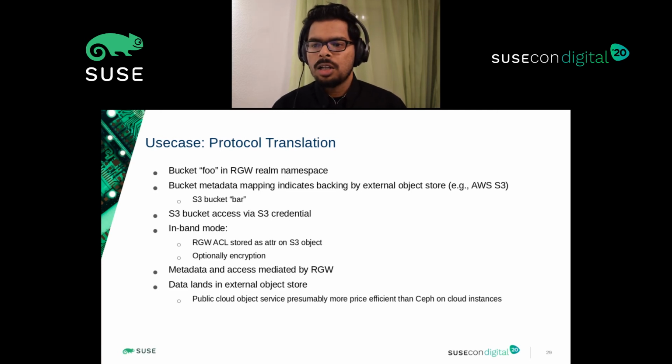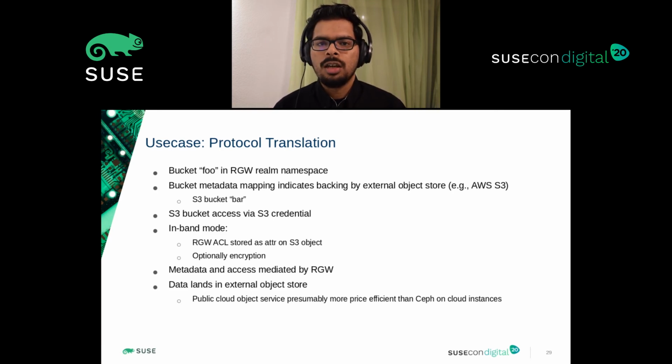Let's look into some common use cases and scenarios where you would want to break out. One common use case is protocol translation, where you would want to host your bucket in a public cloud, but access it in-band via RADOS Gateway. So your RADOS Gateway is the source of all truth. You would use RGW to host a bucket in the AWS cloud, for example.